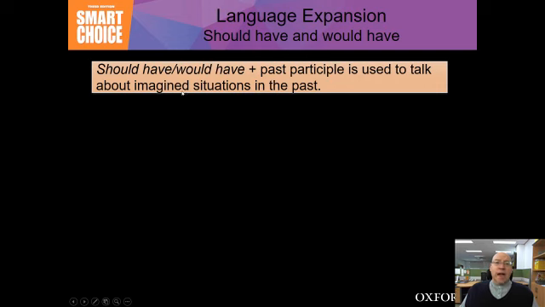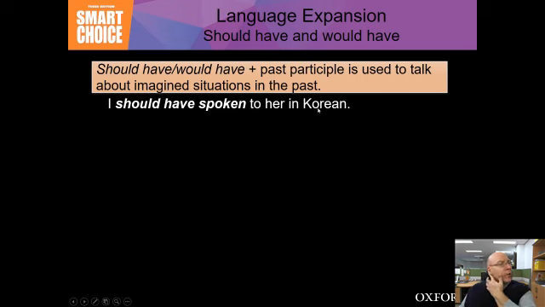It's used to talk about imagined situations, usually that happened in the past, and now you're thinking about it again, and perhaps you want to change what you had done in the past, or you have a little bit of regret. You should have done something, or you shouldn't have done something. You can have a negative as well in this situation. So an example would be something like, I should have spoken to her in Korean. Now, what does that mean? It means basically that when you talked to her, you didn't speak to her in Korean. So you can say, I was able to speak Korean, but I didn't.